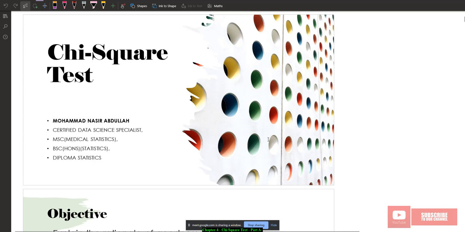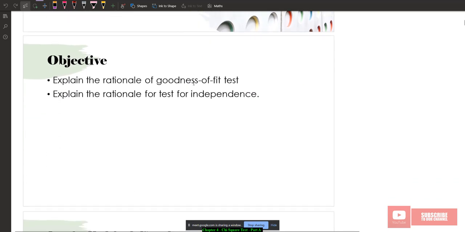So today we're going to start a new chapter, chapter number 4. In this chapter, we will learn the chi-square test. Basically, this chapter is about the chi-square test, which is for categorical data only. The objective of this chapter is to explain the rationale of the goodness of fit test, and then to explain the rationale for the test for independence. So we're going to learn two tests in this chapter: the goodness of fit test and the test for independence.